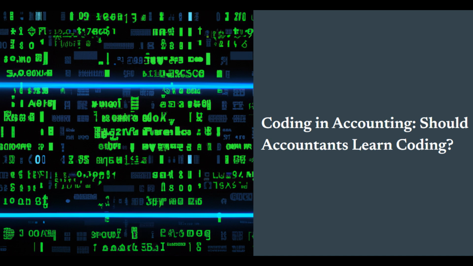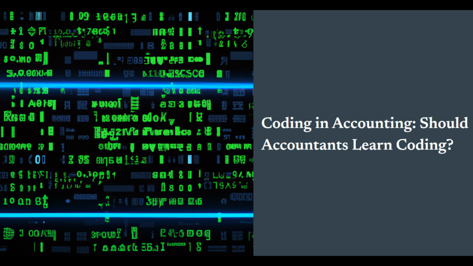Fourth, coding can significantly improve how financial data is presented. In accounting, it's not just about crunching numbers, it's about conveying those numbers in a way that makes sense. Coding enables accountants to create interactive and visually appealing reports that enhance data visualization. Fifth, coding promotes efficiency in existing systems and processes. By automating repetitive tasks, accountants can focus on more strategic activities that add value to their organizations. This shift in focus can lead to greater job satisfaction and career advancement.